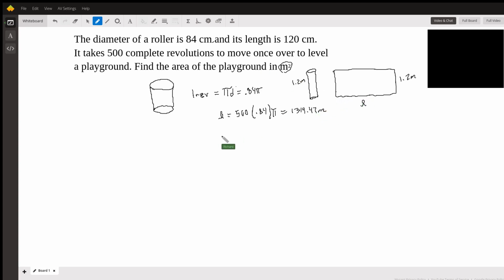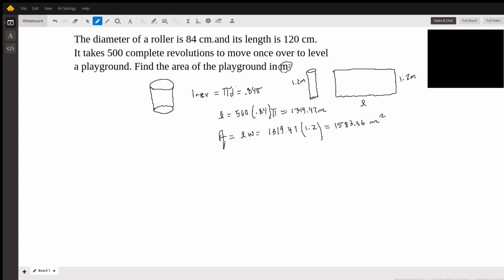Okay, now if we want the area of the playground, we're just going to take length times width. So it's going to be 1319.47 times the width, which is 1.2. And my calculator gives me 1583.36. They don't give us a rounding instruction. I'm just rounding to the second decimal point here, and this would be meters squared.